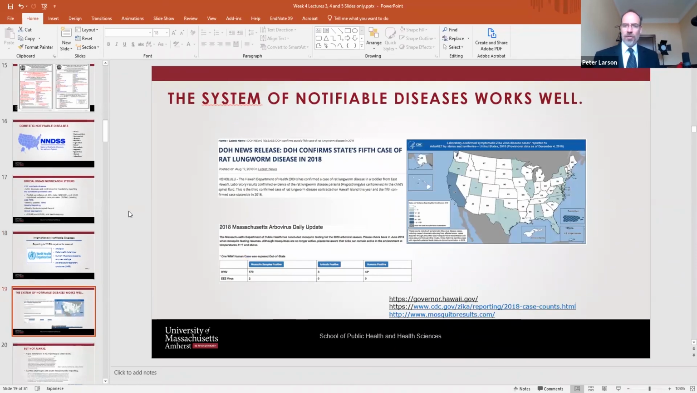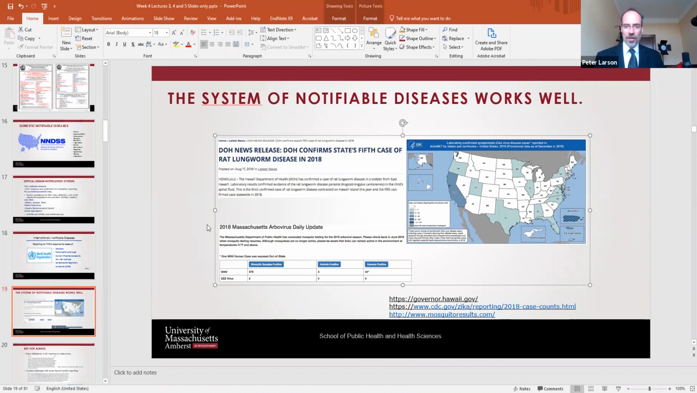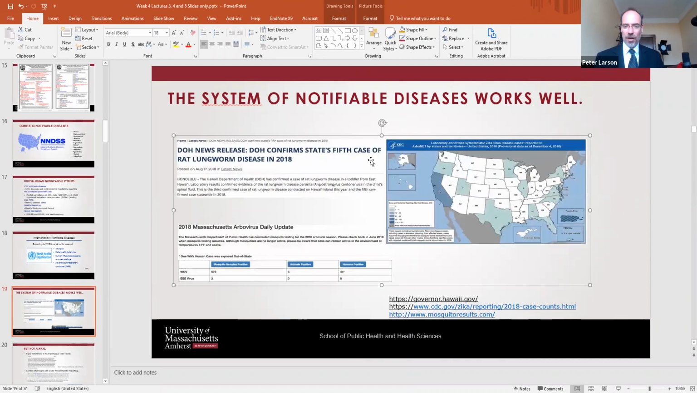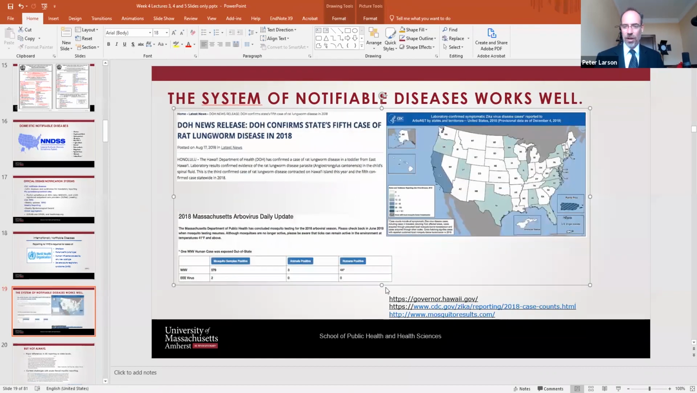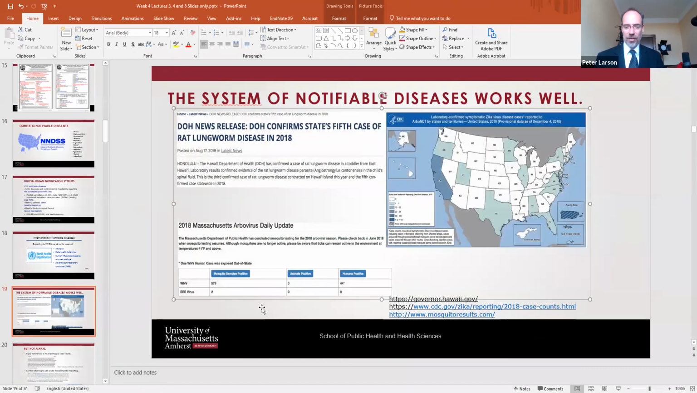The system of notifiable diseases works quite well in spotting diseases. So here, the 2018 Massachusetts arbovirus daily update, cases of West Nile and Eastern equine encephalitis. They caught mosquito sample cases and human positive cases there. And this is good for reporting. We recently had an outbreak of Triple E here in Michigan, and data came out immediately. I was quite impressed with it.